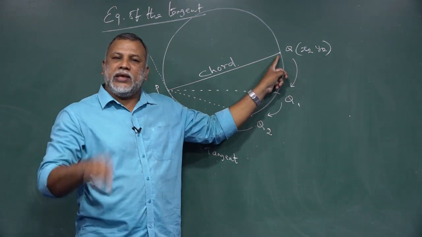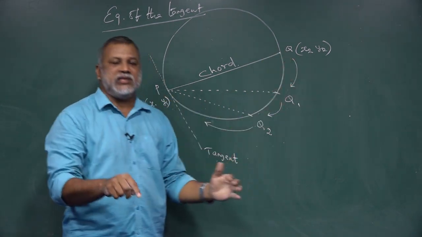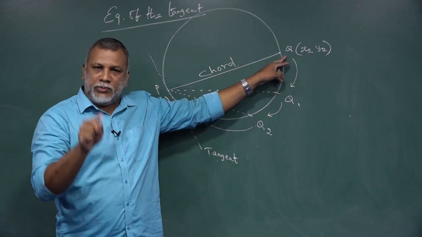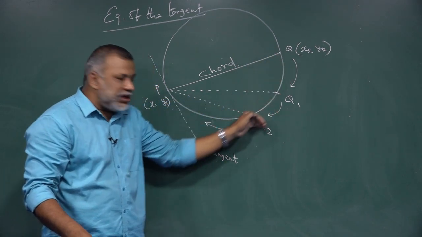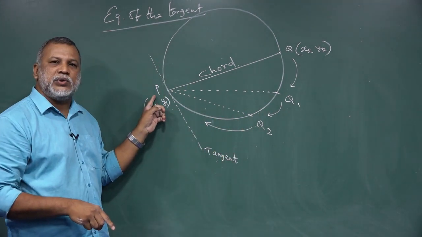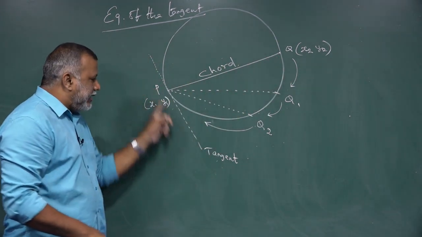Initially, PQ is the equation of the chord. This chord becomes a tangent. How is it possible? This point Q (x2, y2) moves along the circumference of the circle. Finally, it coincides with P (x1, y1). Then the chord PQ becomes a tangent.